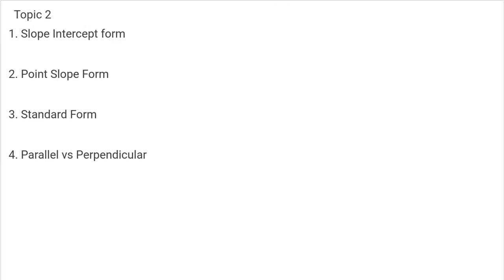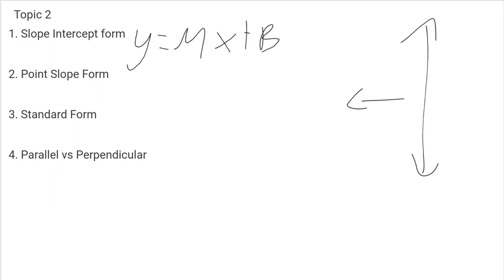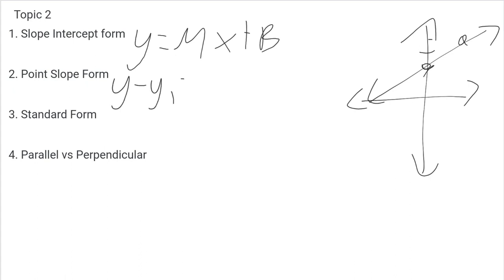Topic 2, we had our slope-intercept equation, and this helped us graph because we knew the y-intercept, and then we could move always to the right. Point slope is when they only gave us one point and the slope, and we could plug in, and then we could distribute and then add y1 over to get into y equals mx plus b form.